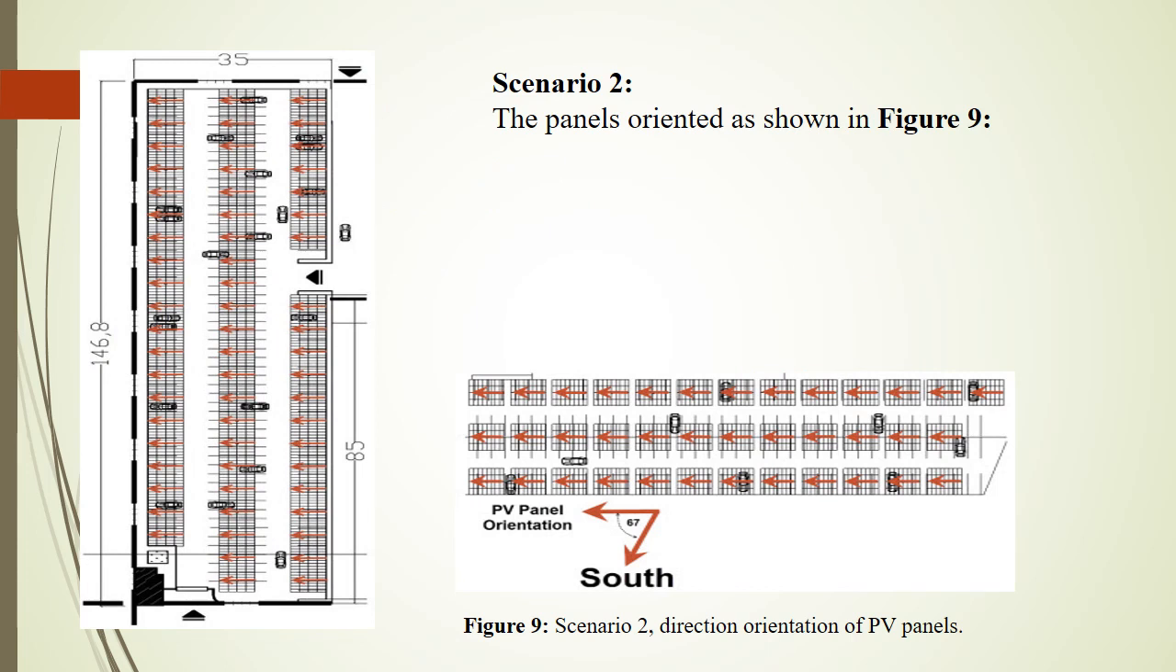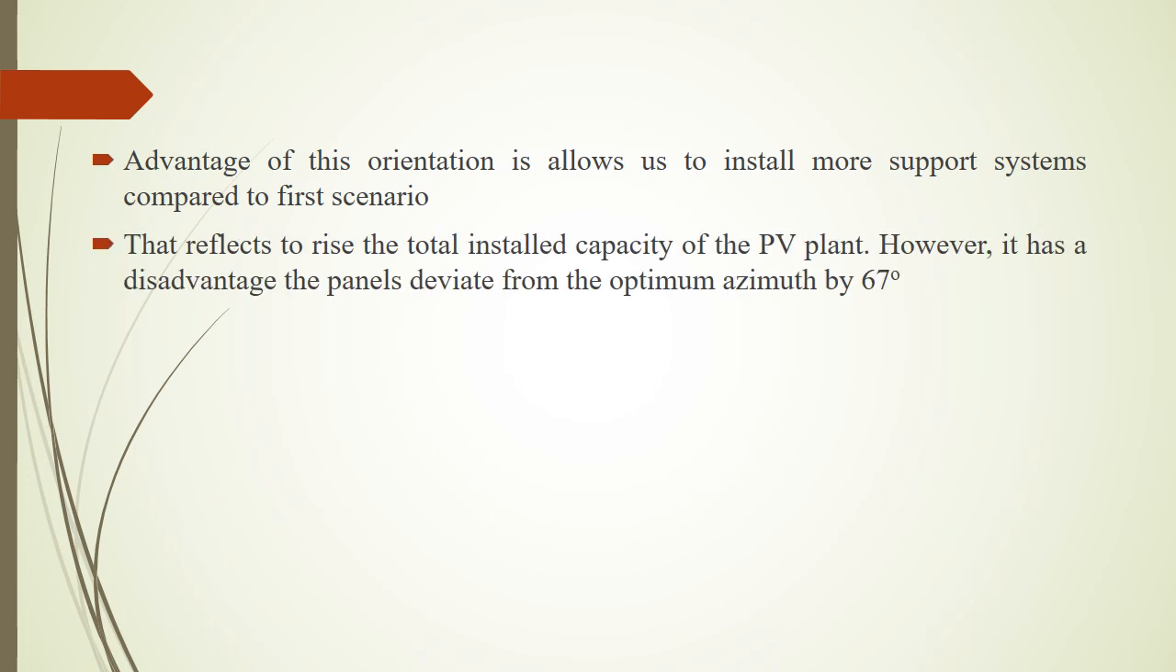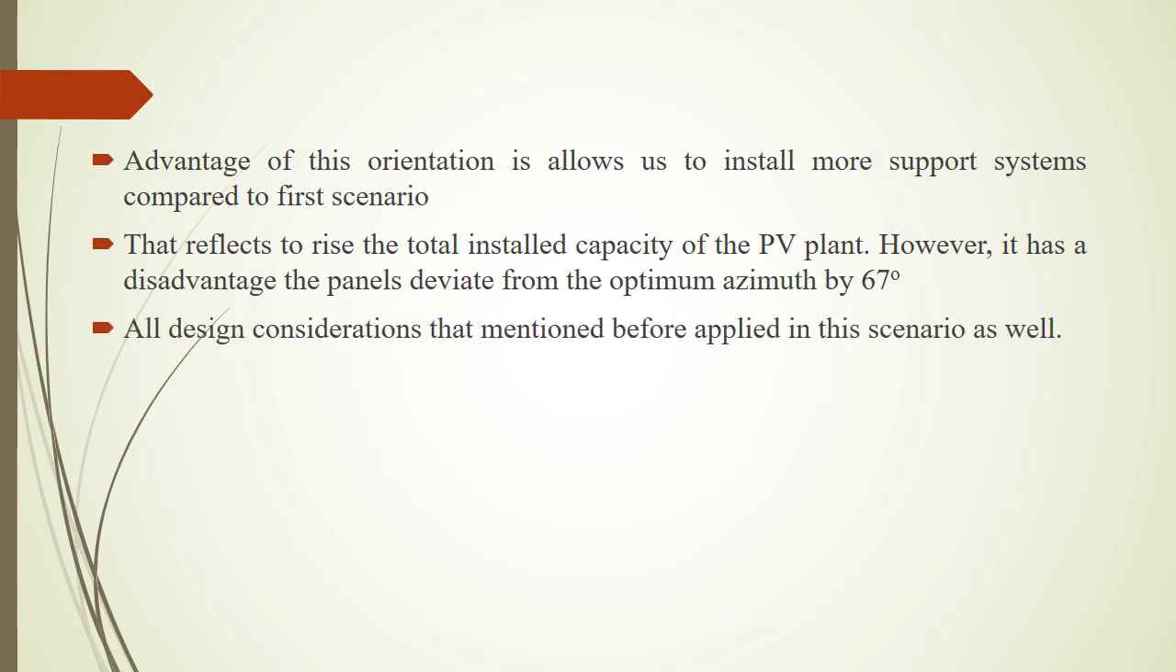Scenario 2. The panels are oriented as shown in the figure below, with a deviation from the south by 67 degrees. The advantage of this orientation is that it allows us to install more support structures compared to the first scenario. That raises the total installed capacity of the PV plant. However, it has a disadvantage: the panels deviate from the optimum azimuth by 67 degrees. All the design configuration mentioned before applies in this scenario as well.